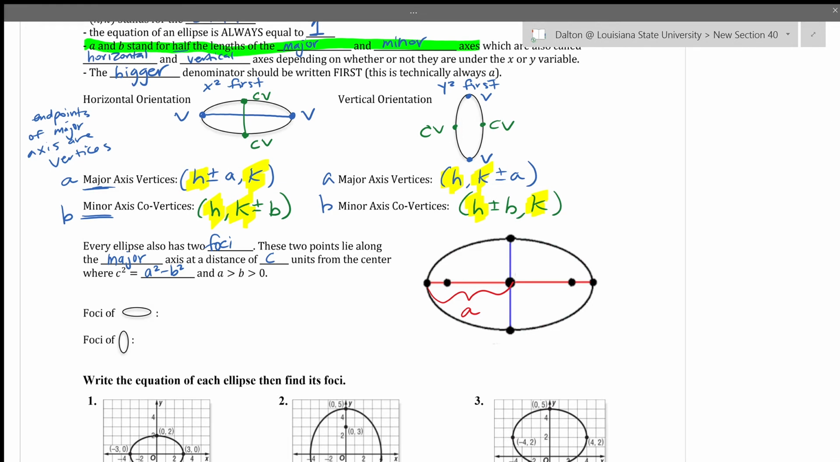B is half the length of the minor axis, which in this one is vertical, so half of that is B. So it's kind of like a vertical radius, if you will. And then C, by definition of foci, is the distance from the center point to the focus. So the foci are these 2 points, so that is C. That's where A, B, and C come from visually.